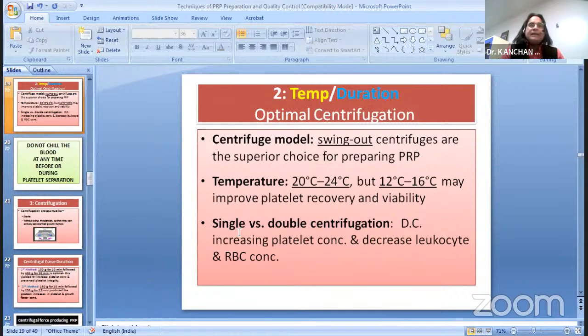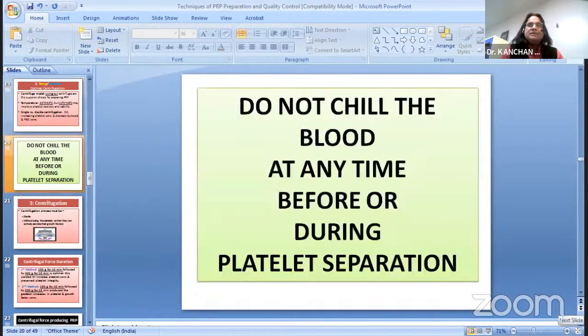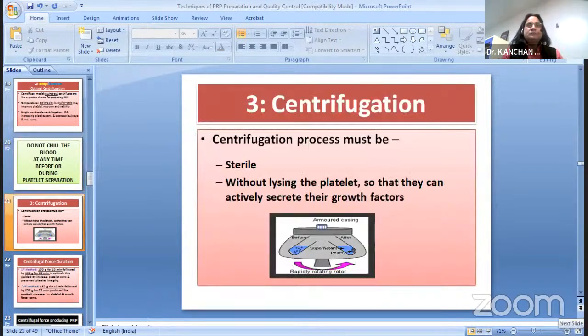Also, there are many kits available. There is single and double centrifugation for making PRP. I recommend double centrifugation, which is always better to increase the platelet concentration and decrease the leukocyte and RBC concentration. So double centrifugation is very important. This is also very important: do not chill your blood at any time before or during platelet separation. So don't keep the blood at 4 degrees after collecting it, or after making the PRP. Don't chill. This is very important.